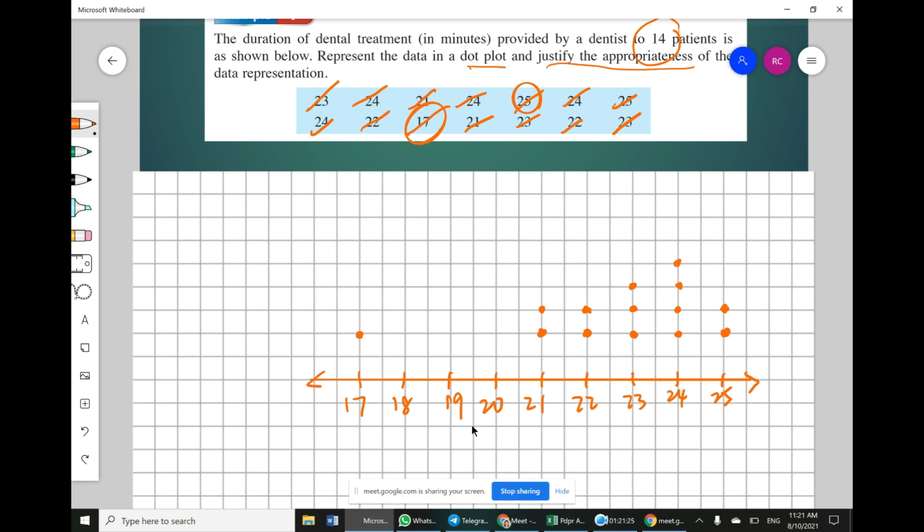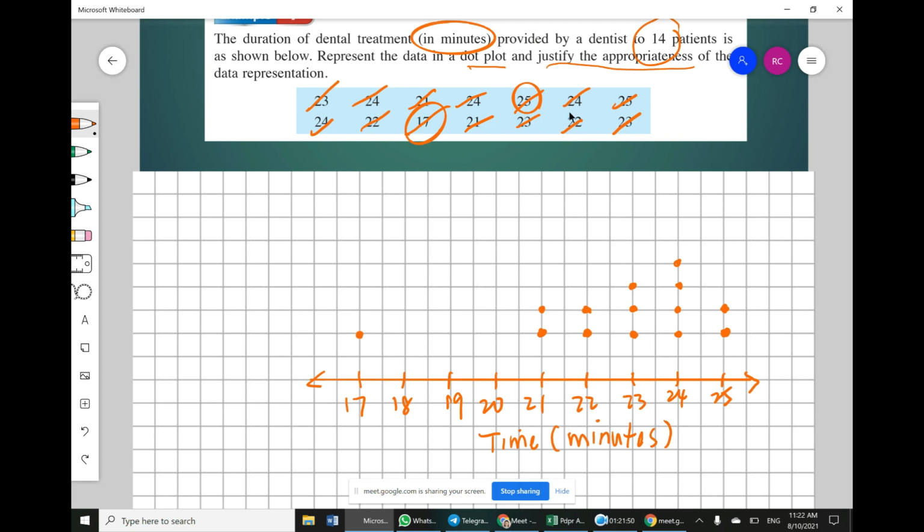It's the same thing. Whenever you have a line like this, you need to label. What is this? What does this represent? 17, 18, 19, 20 until 25. What is this? This is the time. Very good. It is the time in minutes. So you label it as time and then bracket minutes.